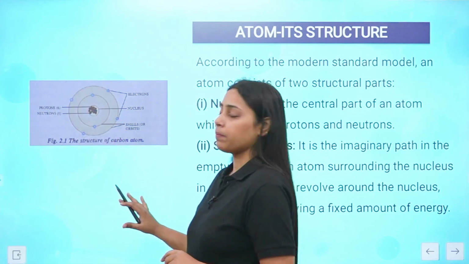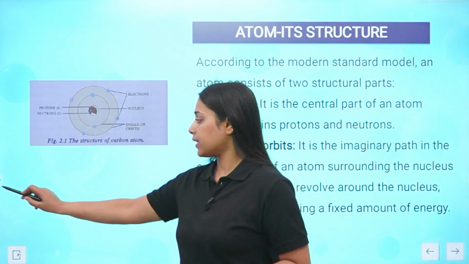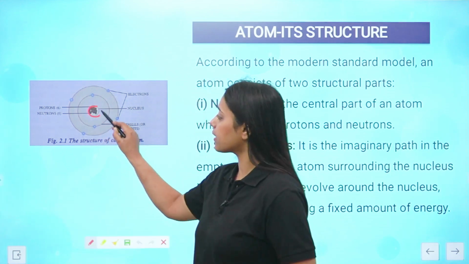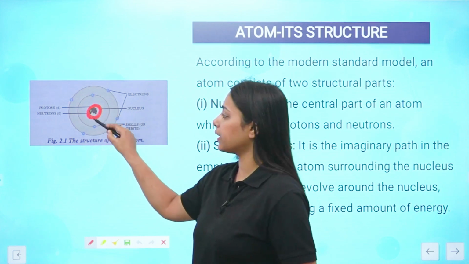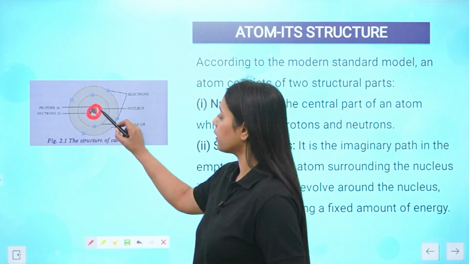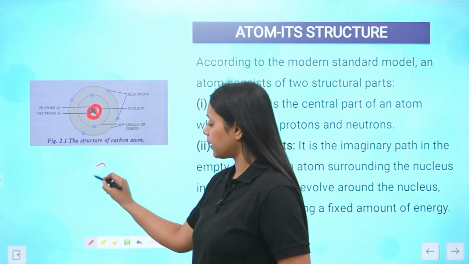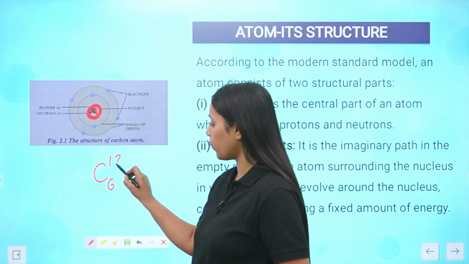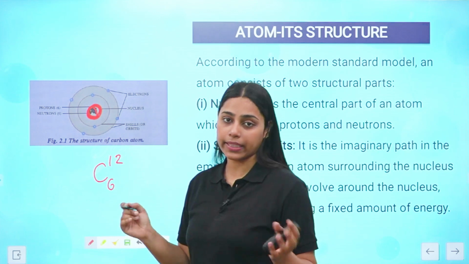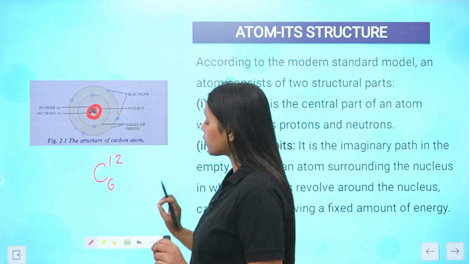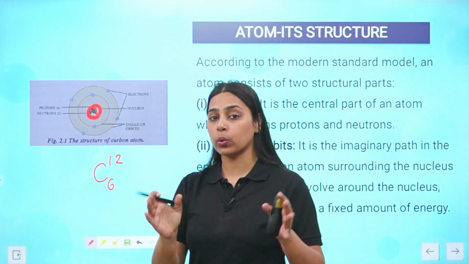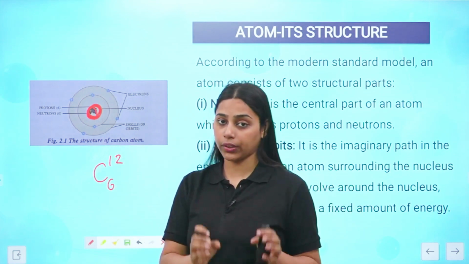This is one simple diagram representing the structure of a carbon atom. This circular part represents the nucleus. Carbon's atomic number is 6 and its mass number is 12. You represent an element in this term only. So the atomic number indicates the number of protons and the number of electrons.